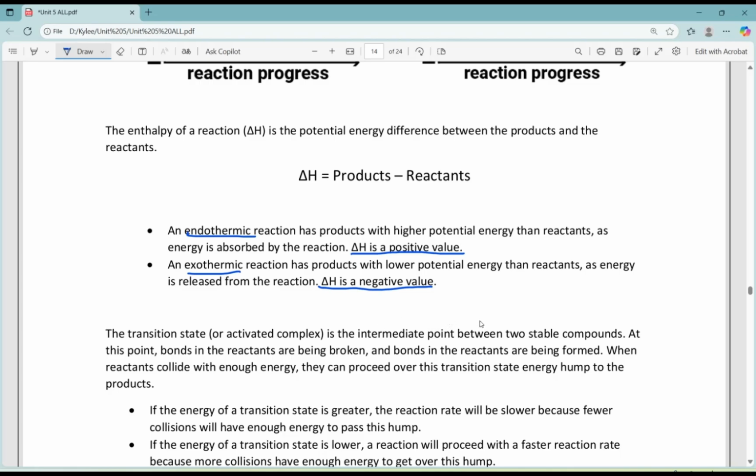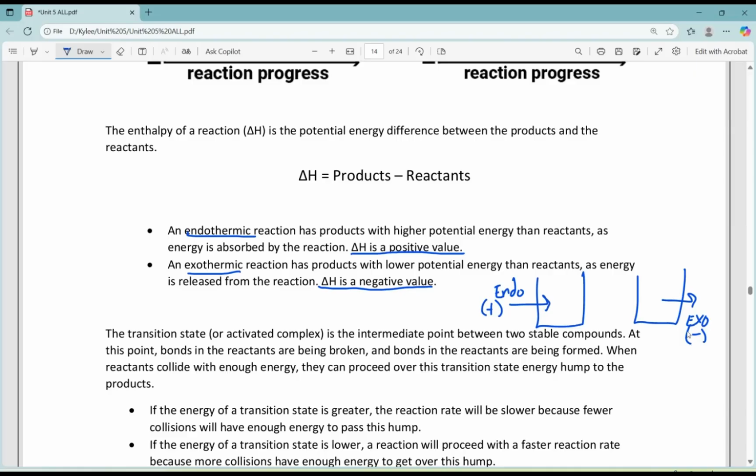And so we don't think of it as plus and minus. We think of those signs as only indicating which direction the energy is flowing. Is the energy flowing into the system? That would be endo. Or is energy flowing out of the system? That would be exo. And that's what the positive and negative corresponds to on the delta H value. Positive means into the system.